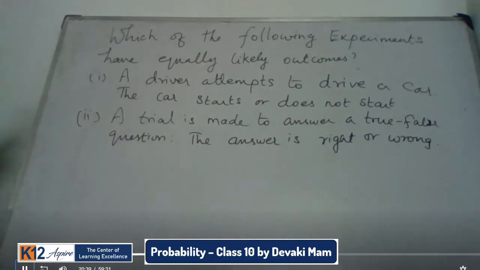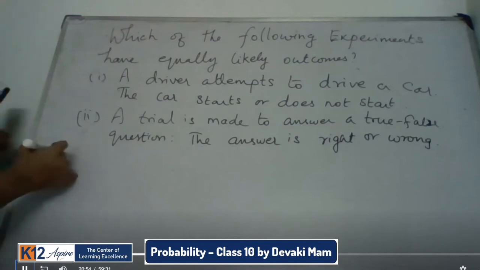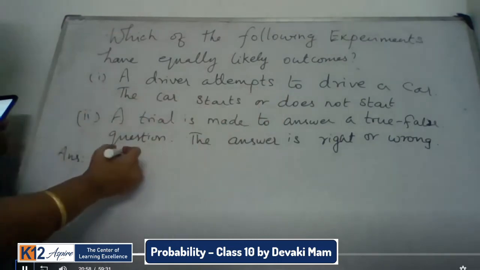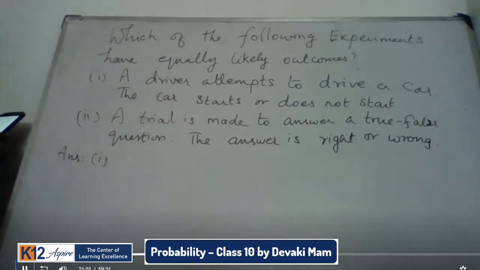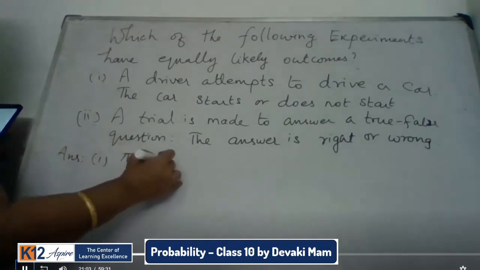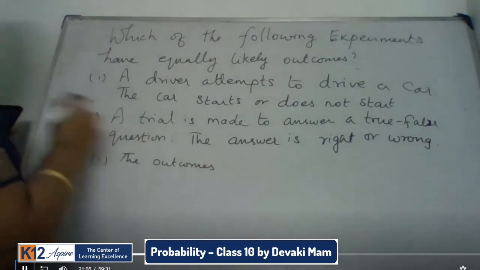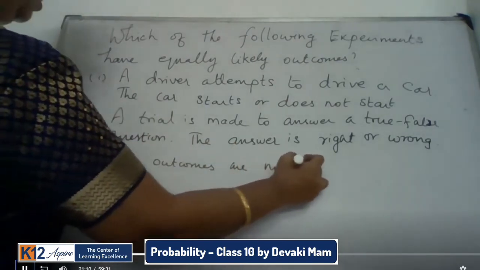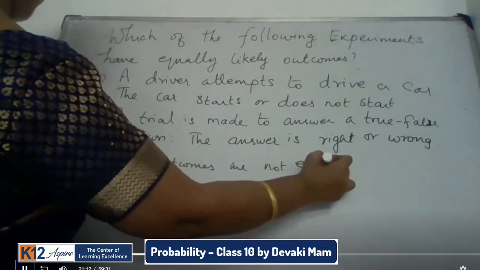Since the car may or may not start, the outcomes are not equally likely. So we need to give the answer as: the outcomes are not equally likely. This is the answer for the first question. The car starts or does not start, which implies that the outcomes are not equally likely.